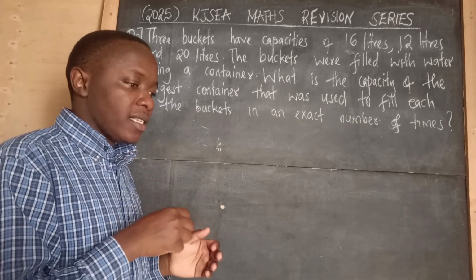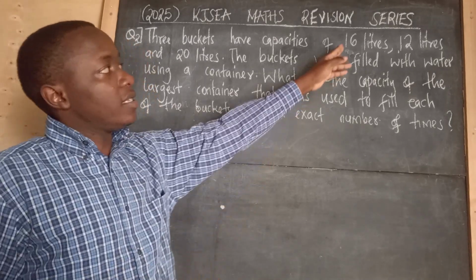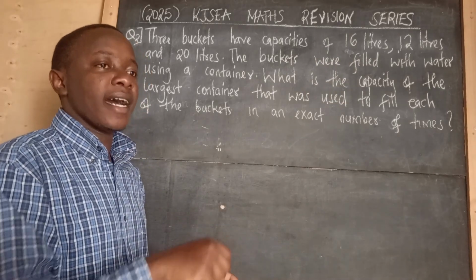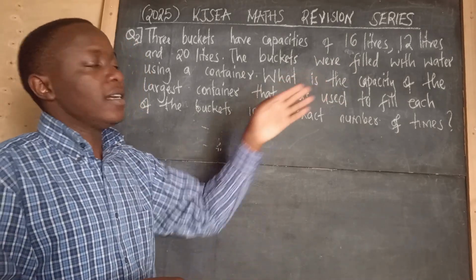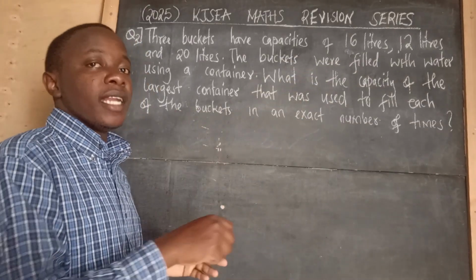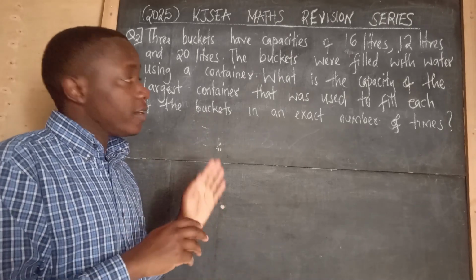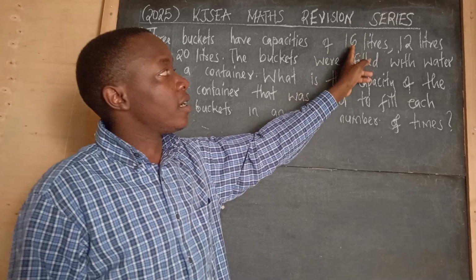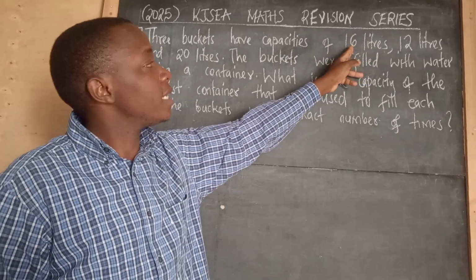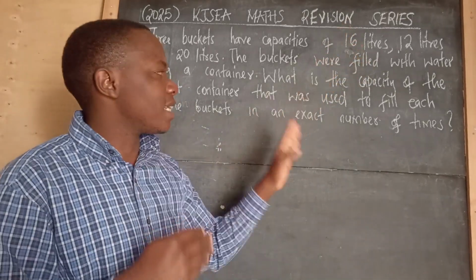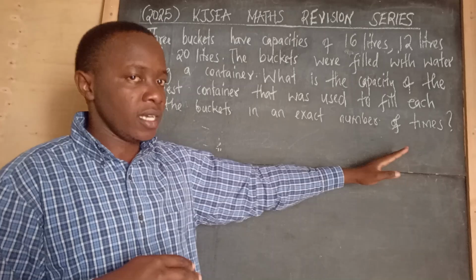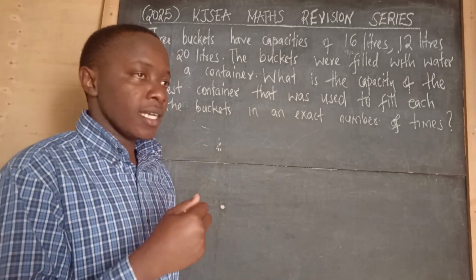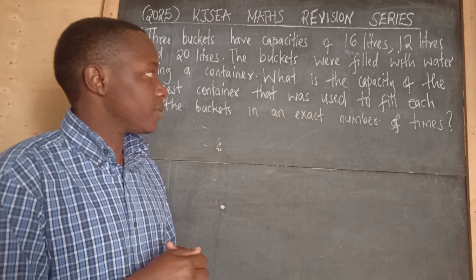For example, we can say for the first container that is 16 liters, we cannot say that it will fill using 5.5, and then the other one 4, and then the other one 2.5. No, if it is 5, it is 5. If for the first one it needs 5 containers to fill the bucket, it's 5. It's an exact number. That is what this says. Okay, an exact number of times. So I hope you get that. If you don't get it, you can rewind this question.